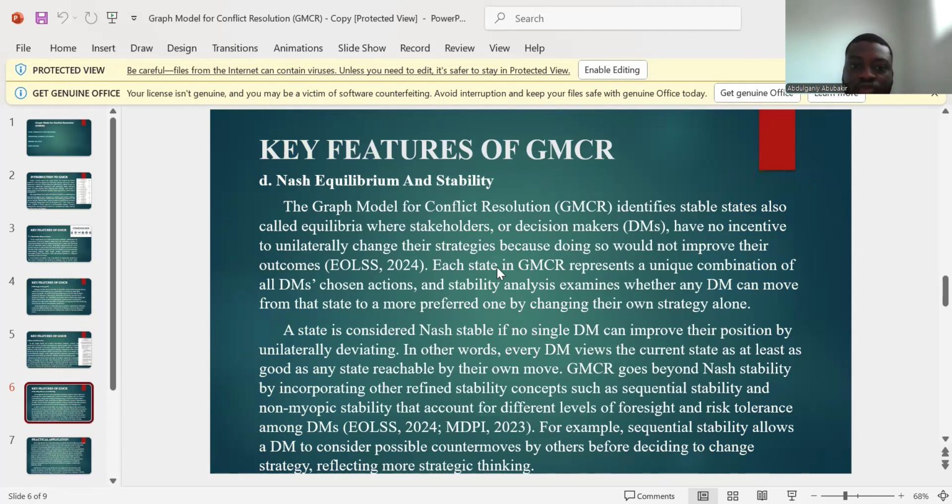So the GMCR identifies stable states. I made mention of this when I was introducing GMCR the other time. It identifies stable states, also known as equilibria. This is where the stakeholders or decision makers have no incentive, no other recourse to change their strategies, because if they do so, it won't improve the outcomes.